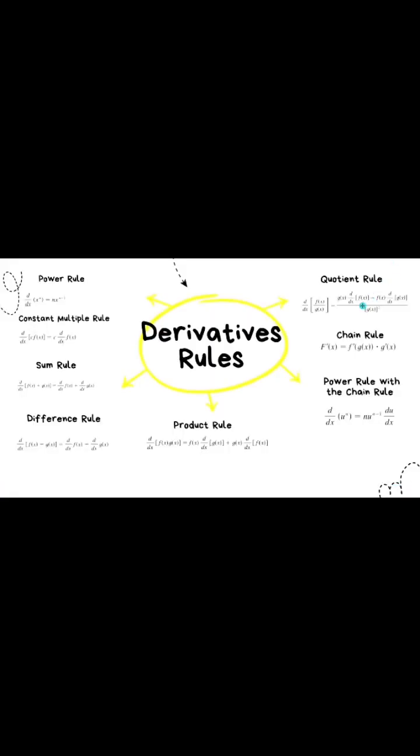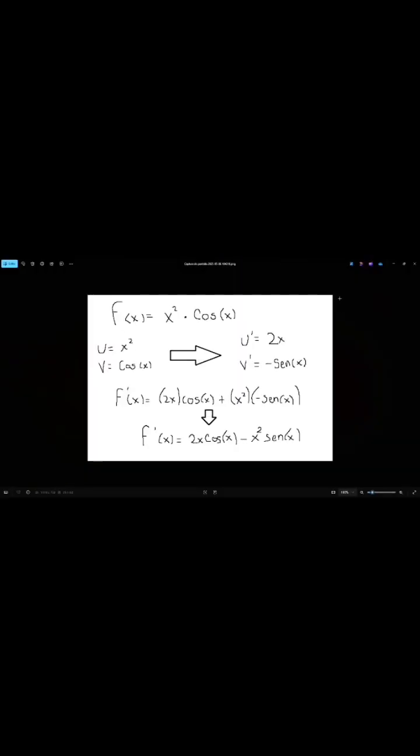And now we are going to explain the product rule. The product rule says that the derivative of the product of two functions is the first function times the derivative of the second plus the second function times the derivative of the first. This is the formula. The formula says that if h of x equals f of x times g of x, then h prime of x equals f prime of x times g of x plus f of x times g prime of x.